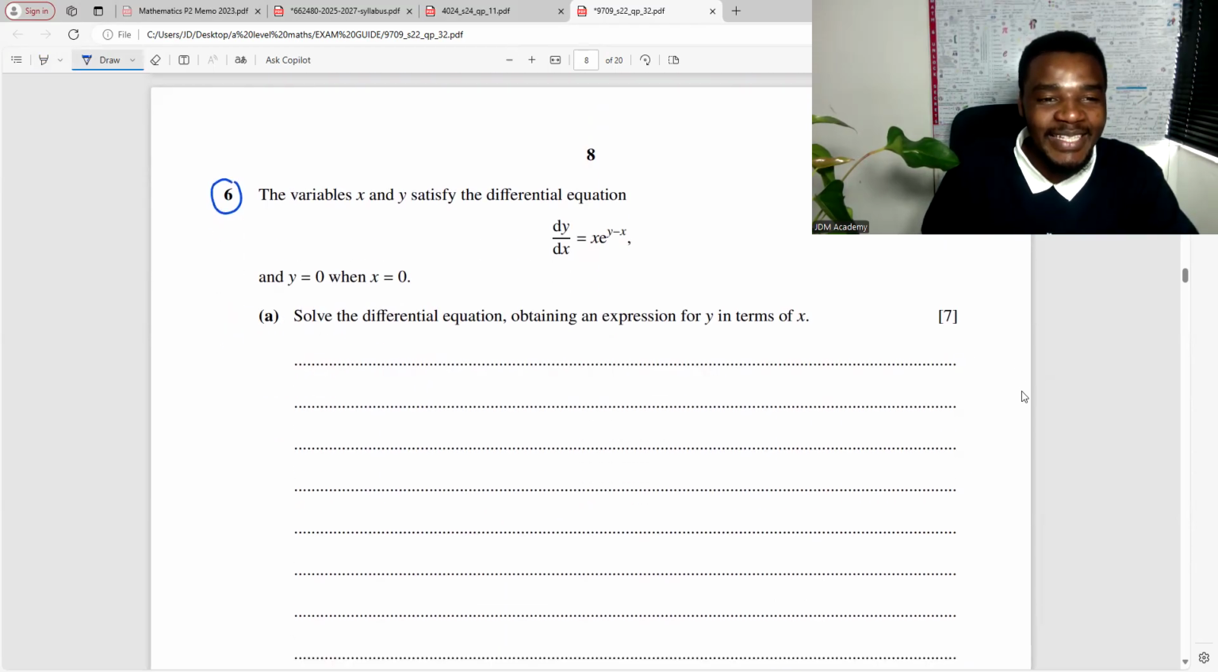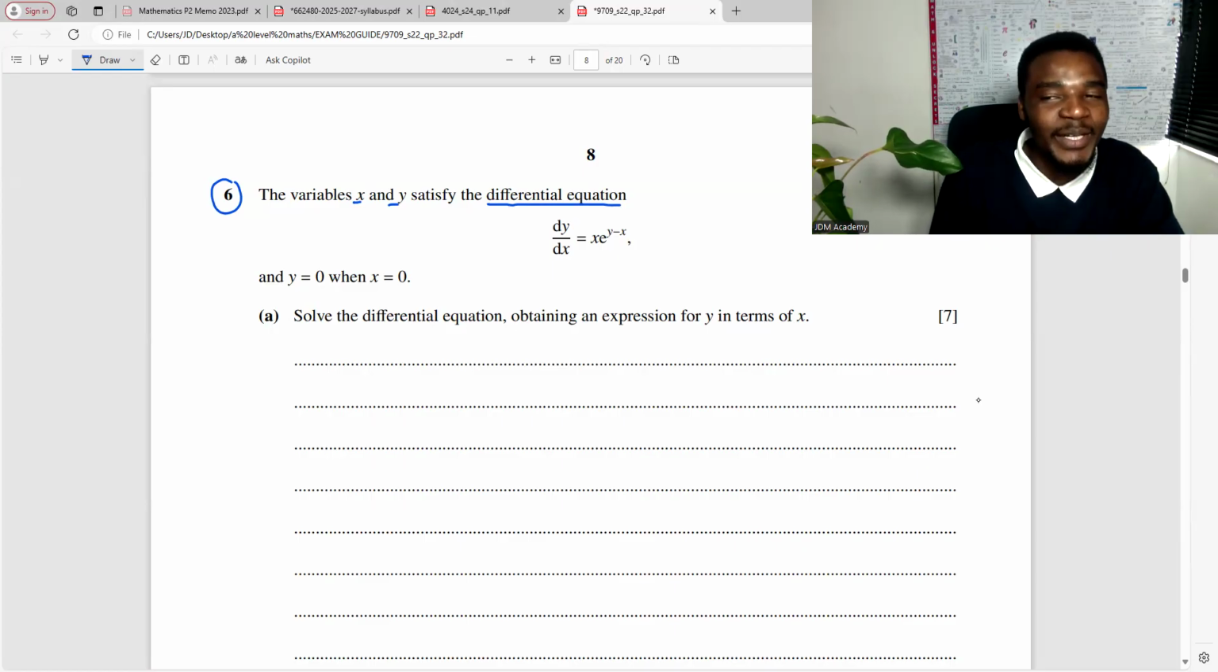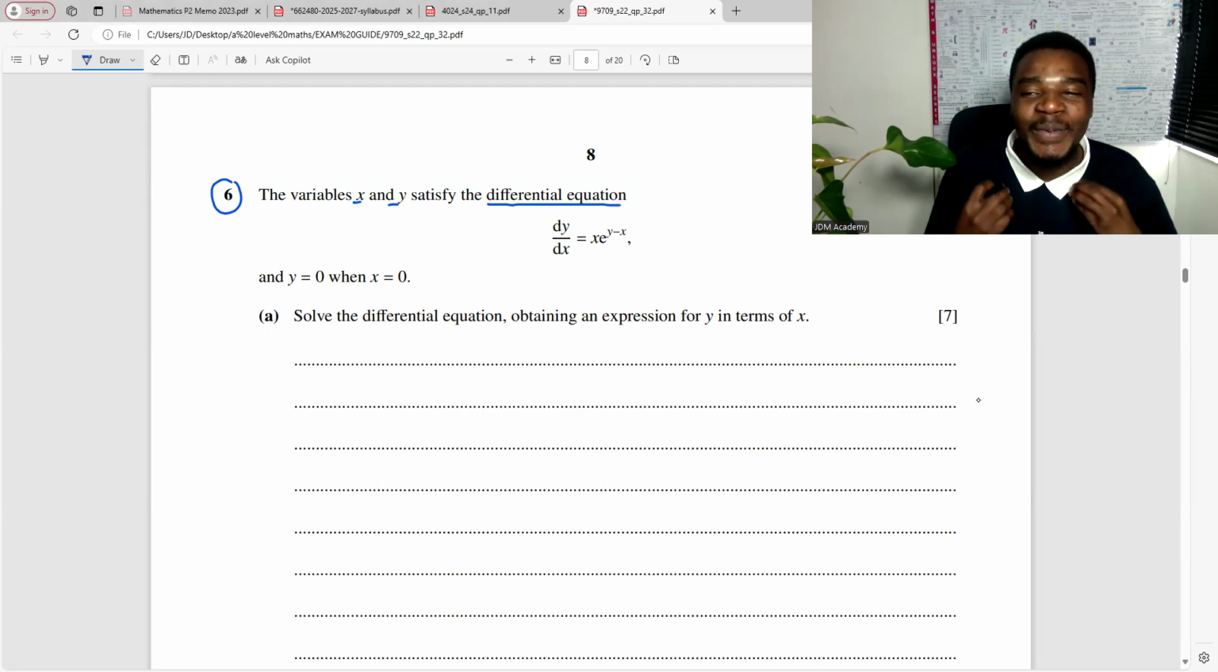Question number 6 reads: the variables x and y satisfy the differential equation. In this syllabus for A-level 9709, the only differential equations that we do are first order differential equations which are separable. So we're not going to do second order or even first order that are not separable. So we know that this is a first order differential equation and it is a separable differential equation. What do we mean when we say it's a separable differential equation?